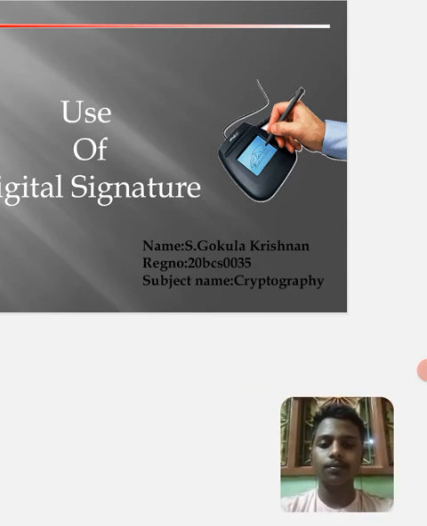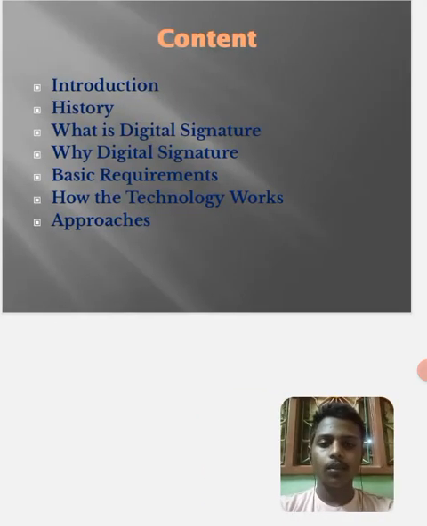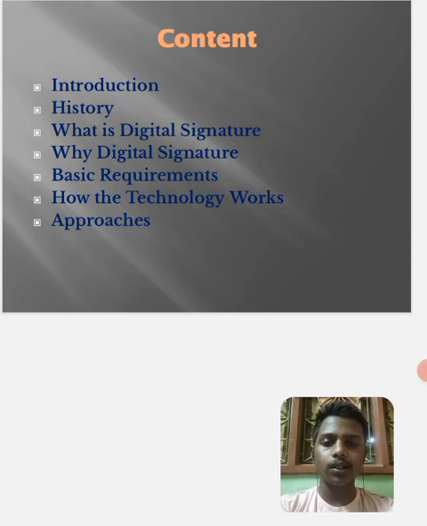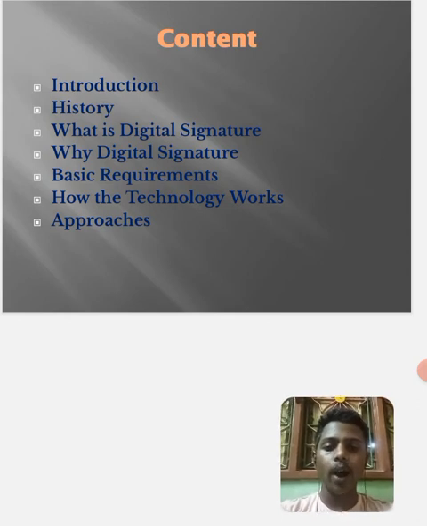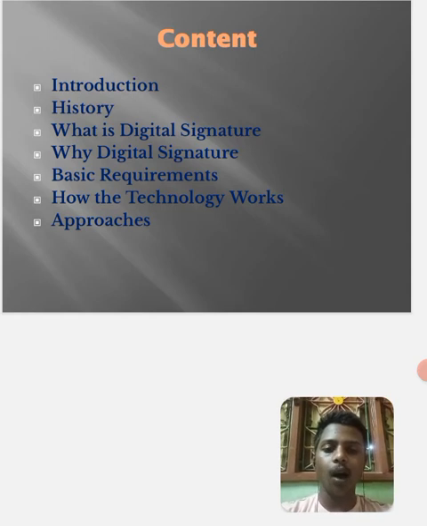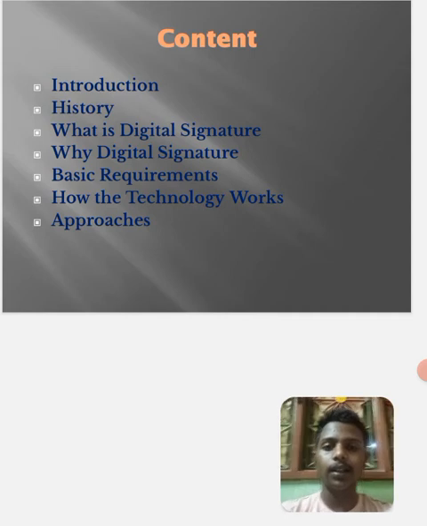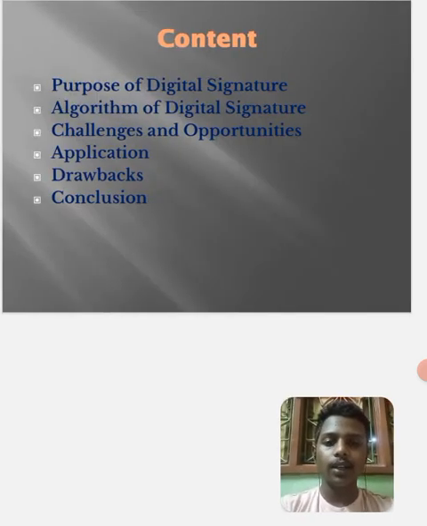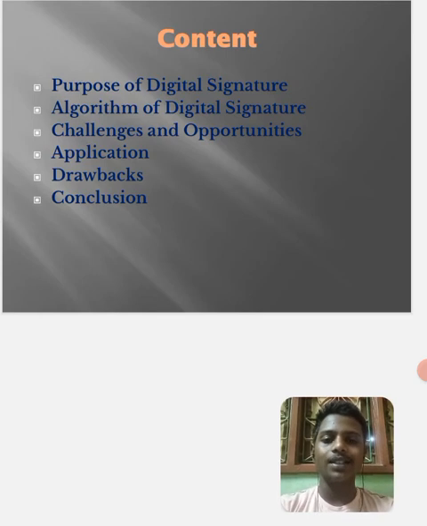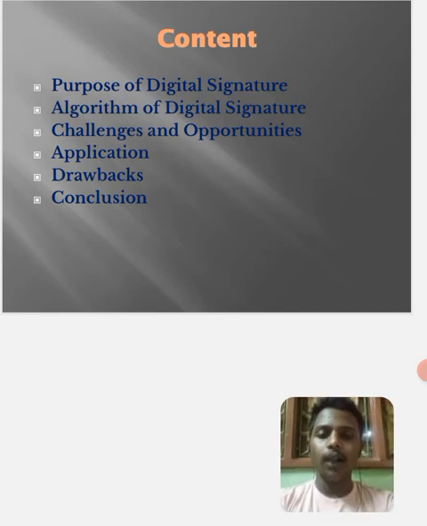What we will see. The content is, first, the introduction and history: what is a digital signature, why a digital signature is used, and the basic requirements, how the technology works, what the approaches in digital signature are, the purpose of digital signature, what the algorithms of digital signature are, challenges and opportunities, and what the applications are, that means uses and drawbacks. Okay, let me continue. Let me see about the introduction.